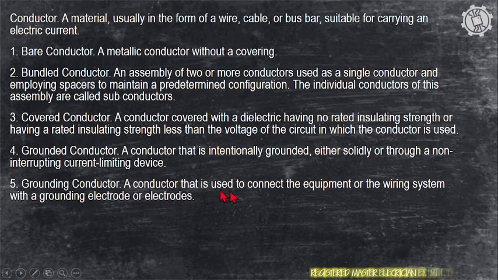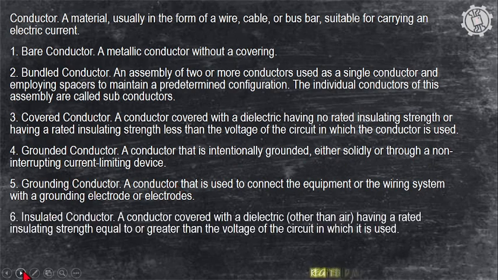Okay, grounding conductor. It is a conductor that is used to connect the equipment or the wiring system with a grounding electrode or electrodes. So yung ating grounding conductor, gamit siya para yung ating equipment is connected to the ground. Habang yung grounded naman is talagang sinadya siya na i-ground, either solidly or through a non-interrupting current limiting device. So, insulated conductor, a conductor covered with a dielectric other than air. Talaga nakadikit siya kasi there is no space between. Having a rated insulating strength equal to or greater than the voltage of the circuit in which it is used.